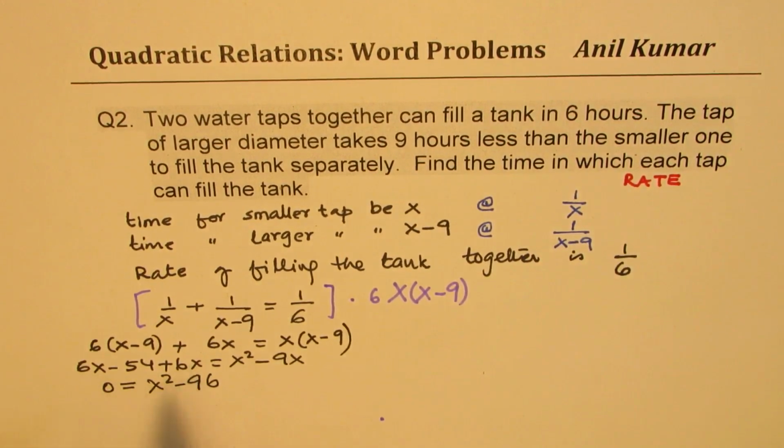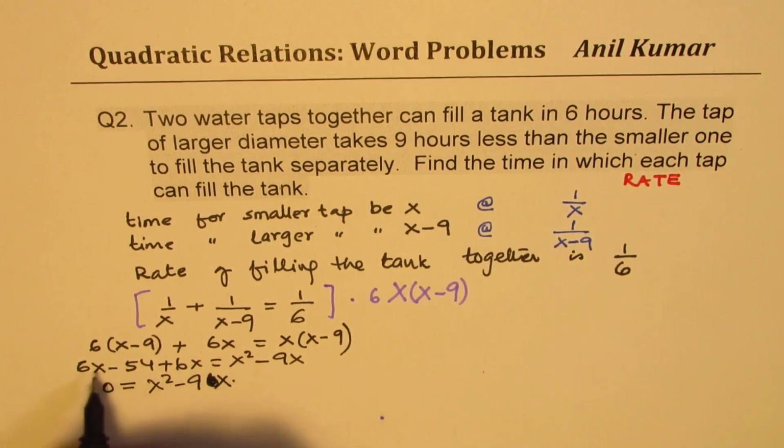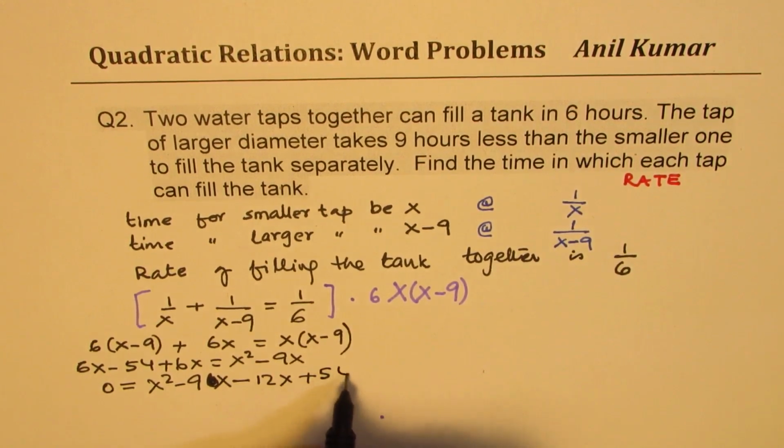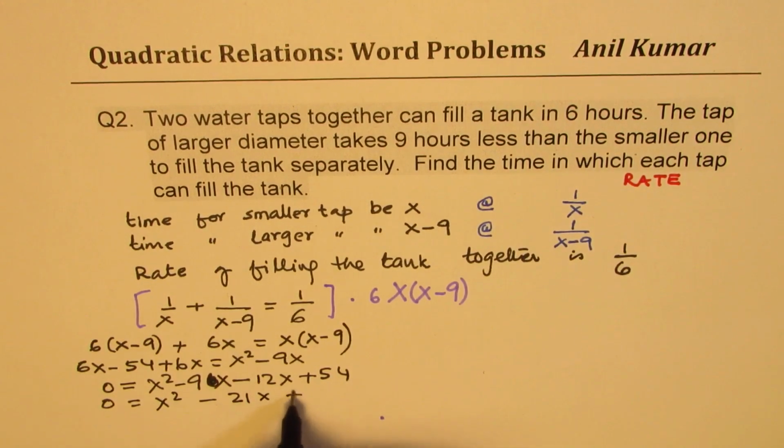Here we have 6 and 6, which is 12. I mean, it is 9x, right? And here 6 and 6 is 12. So minus 12x plus 54. Correct? So that is what we get. Now we can combine these two and we get 0 equals x squared minus 21x plus 54.